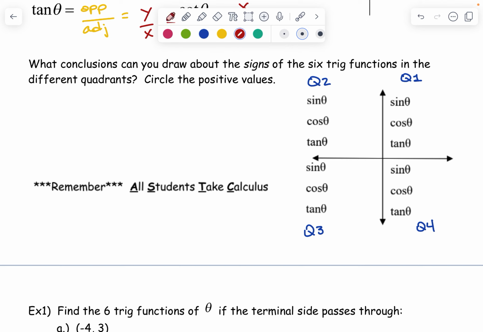In these quadrants, I'll draw some triangles to help you visualize it. Let me start with quadrant 1. My x is positive. My y is also positive. And my r, my hypotenuse, is also positive. So I've got my x, my y, and my r, and they're all positive. And just a side note here, r is always positive.